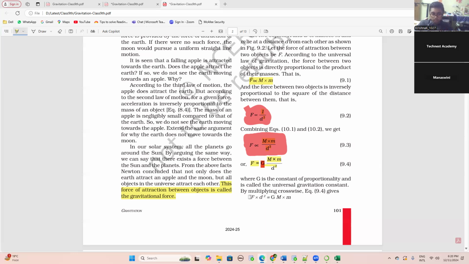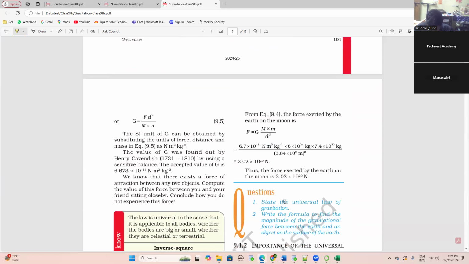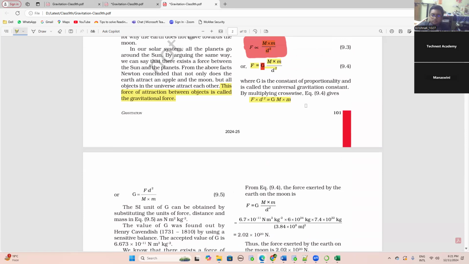So then how did we get this formula here? Who will answer? By multiplying cross. So we multiply d squared to the left side, it will become F into d square, and this is G m into m, right? Okay. So now let me write this here.